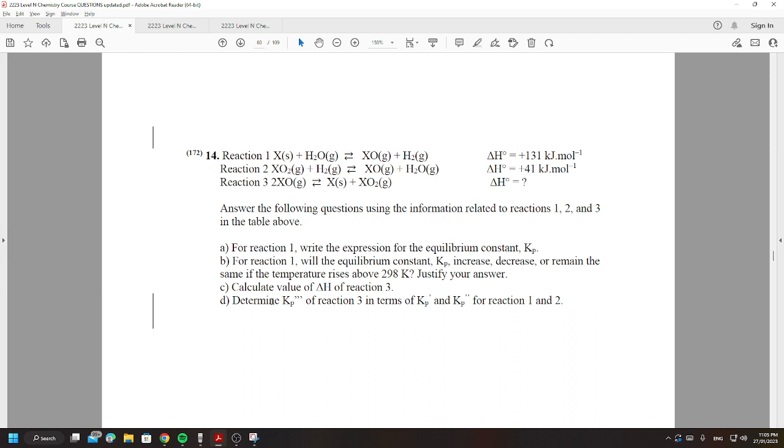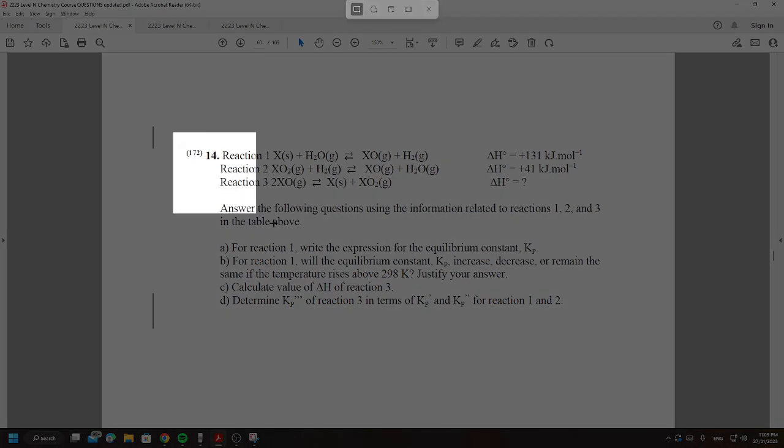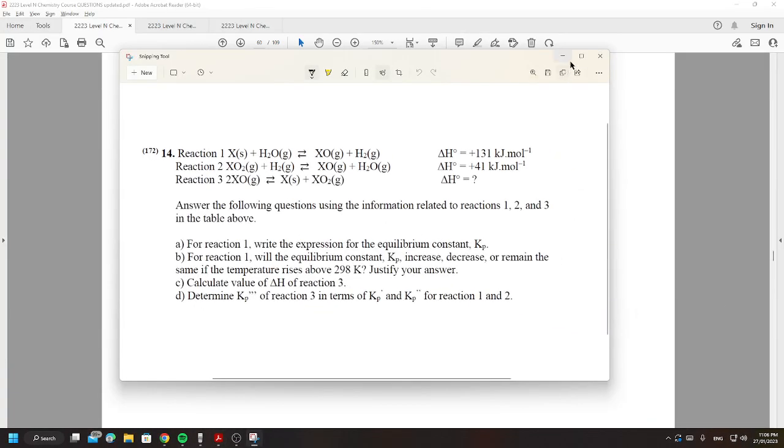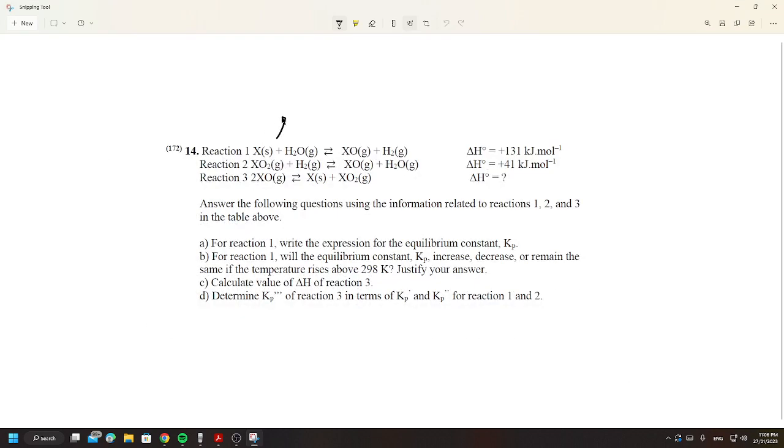So temperature rises above a set point, so therefore the temperature in this case was increased, right? And we're looking at reaction 1. Reaction 1, we have a positive delta H, therefore the reaction is endothermic. Right? So we can rewrite this formula. So delta H plus X solid plus H2O gas.